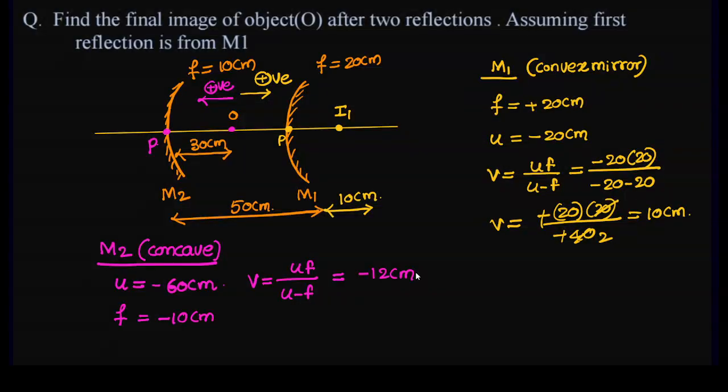From the concave M2. From M2, left side or right side? Left side. Which left side is positive or negative? Right, sir. So from here onwards, we need to move 12 centimeters. So means somewhere maybe here now. This is I2, right? And this distance is 12 centimeters.